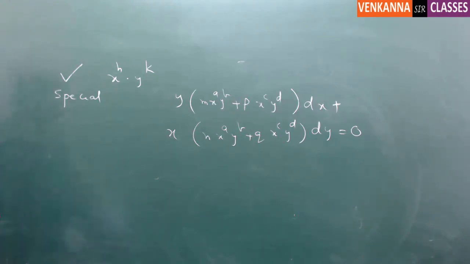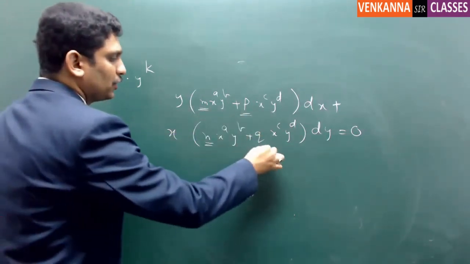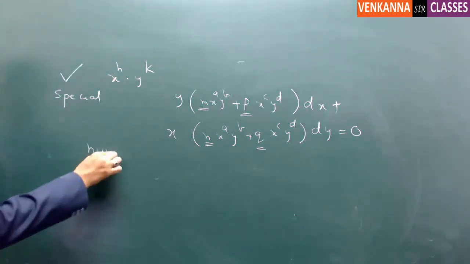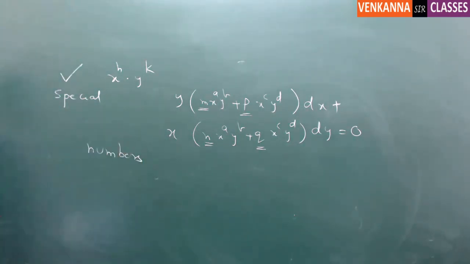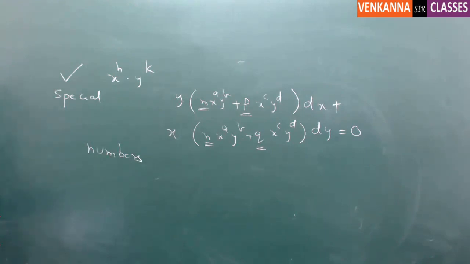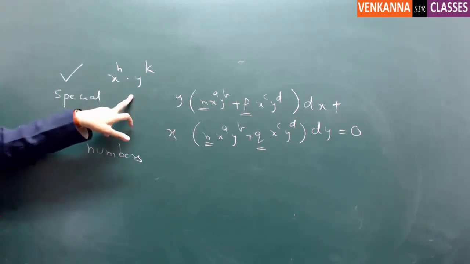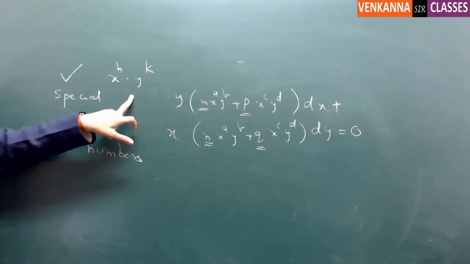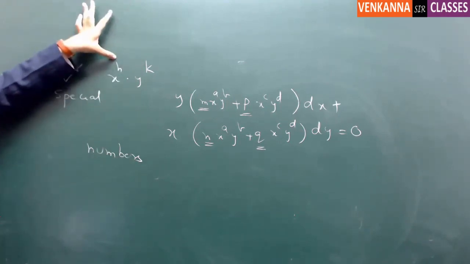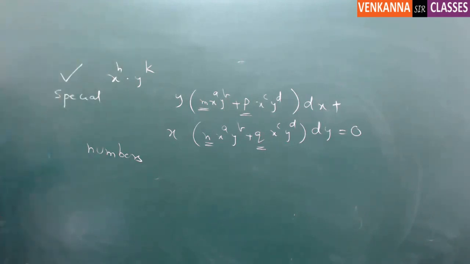Where the coefficients m, p, n, q are numbers. So if you are able to write the given equation in this form, then you can apply this methodology. X power h into y power k is the integrating factor, where h and k are simply numbers. H and k will be positive, negative, or fractions, whatever may be the case. Other thing is also there.